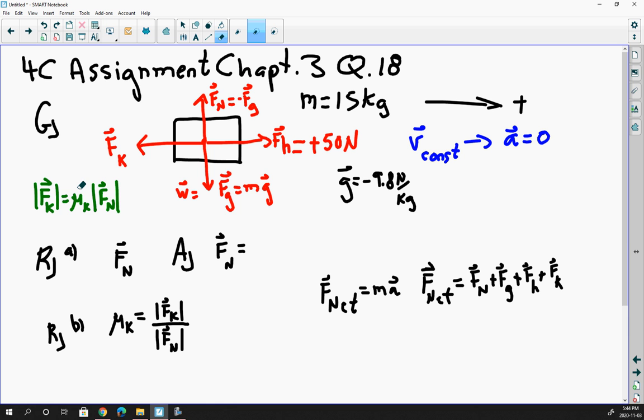We also know that there's an equation for the magnitude of the force of kinetic friction, and it is equal to the coefficient of kinetic friction, mu k, multiplied by the magnitude of the normal force. It's a very special equation because there's magnitudes on each vector. That's the way it has to be. So let's get into the question.